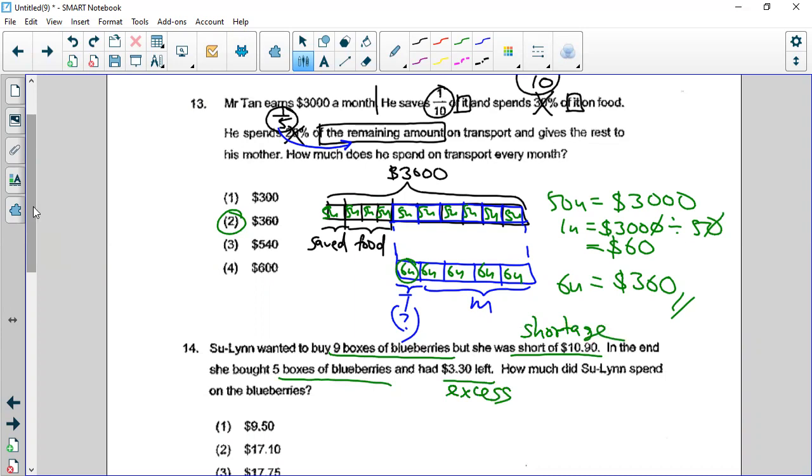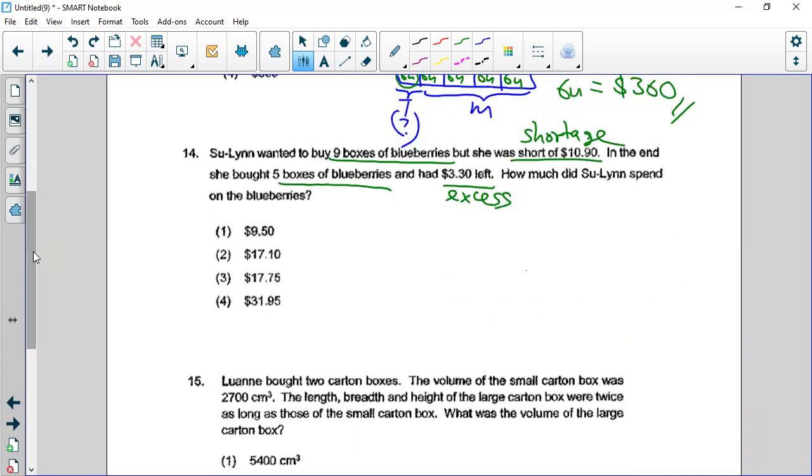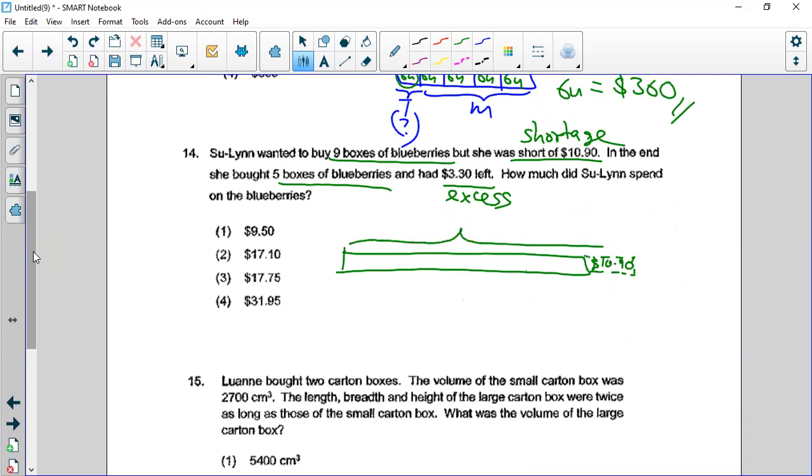Do you know how to draw the excess and shortage model? So how do you do that? Okay, let's draw. Now you draw a rectangle. Your model always begins with a rectangle, and that is her money. Sulin wanted to buy 9 boxes, but she doesn't have enough. This is how you draw the shortage. There is an invisible box there that doesn't belong to her. With that money, she can buy 9 boxes of blueberries.